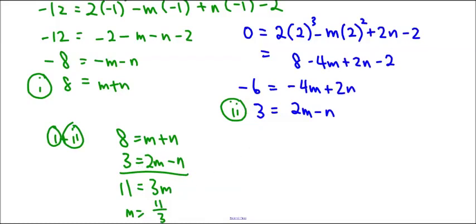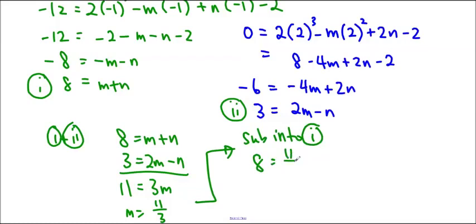And we'll substitute it back in to one of the equations. Doesn't matter which one, I'll use 1. So 8 equals 11 over 3 plus n. So n is equal to 24 over 3 minus 11 over 3, 13 over 3. And there is our solution.